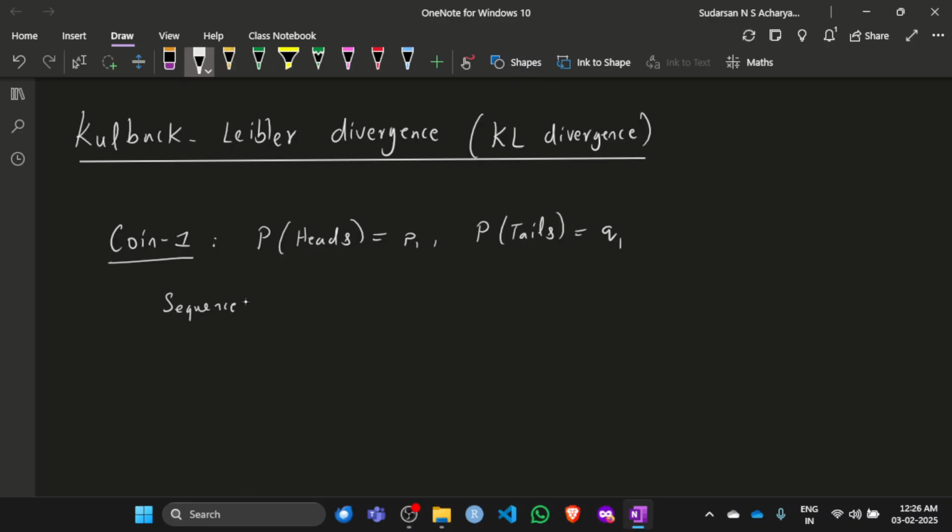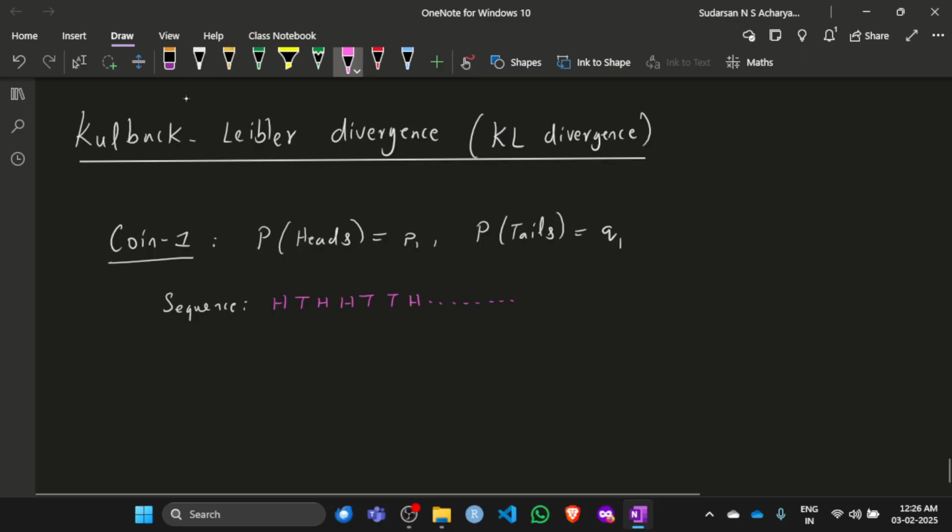So you observe a sequence here. The sequence would be a bunch of heads and tails, right? So let's say it looks like this: heads, tails, heads, heads, tails, tails, heads, and it goes on, right? Now, what we want to do is this.